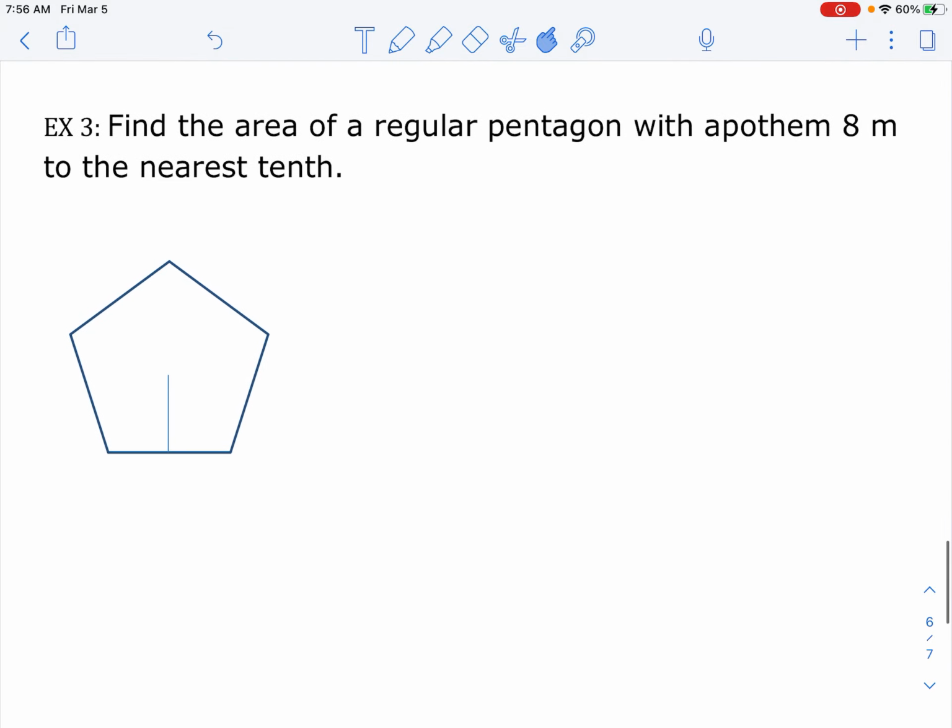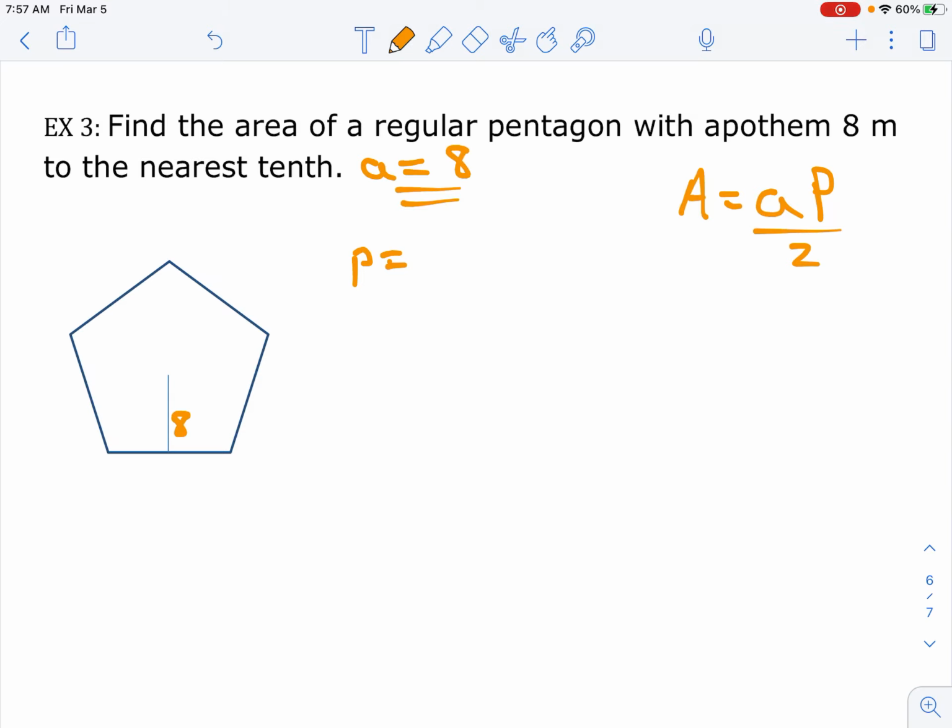All right, let's go through 2 more examples. Let's look at a pentagon when they give us the apothem. I'm going to write my formula. My formula is A times P divided by 2. Remember, we need to know what A is. We need to know what P is before we can solve this. The question says, find the area of a regular pentagon with apothem 8. So we know that piece is 8. They already gave us 1 piece of info.